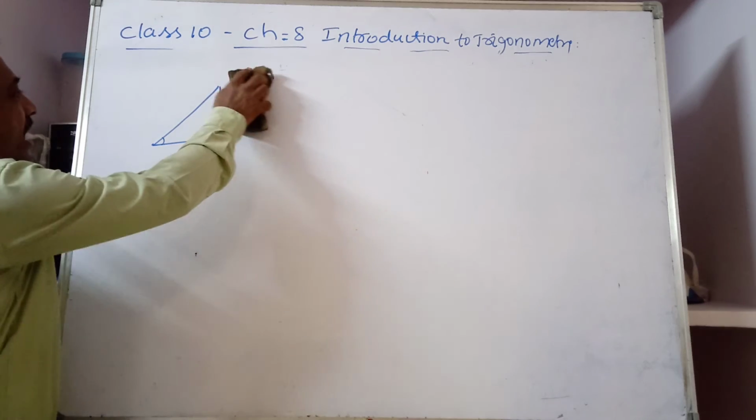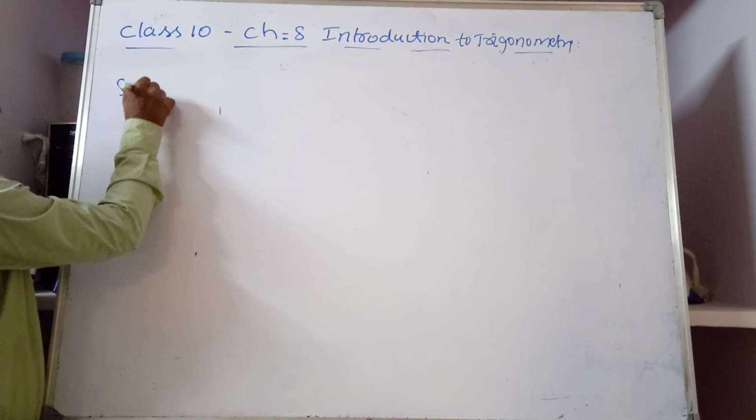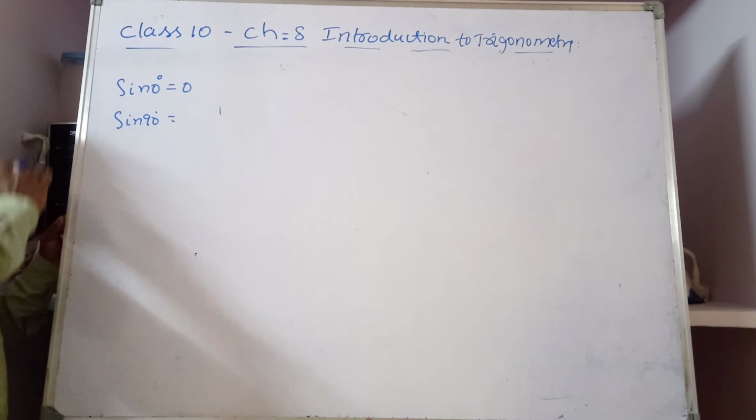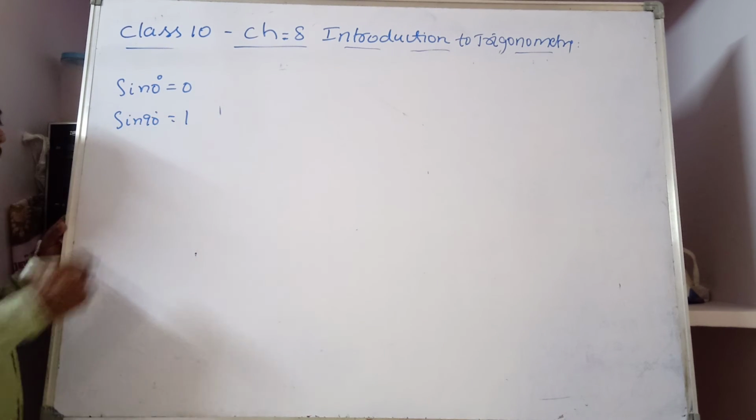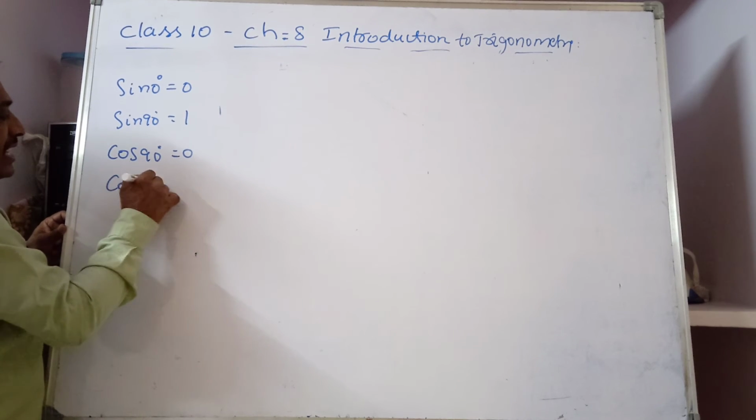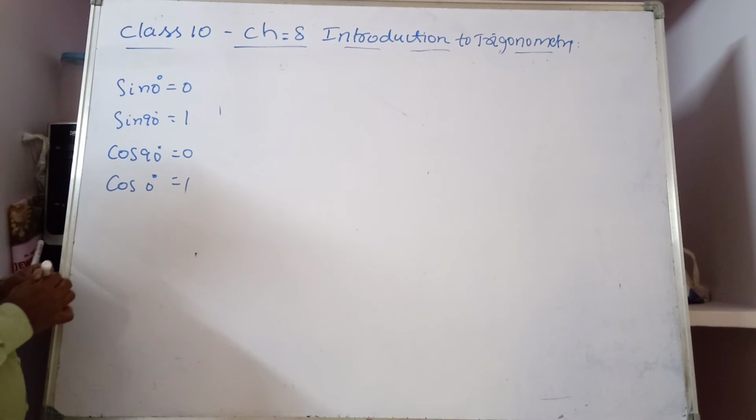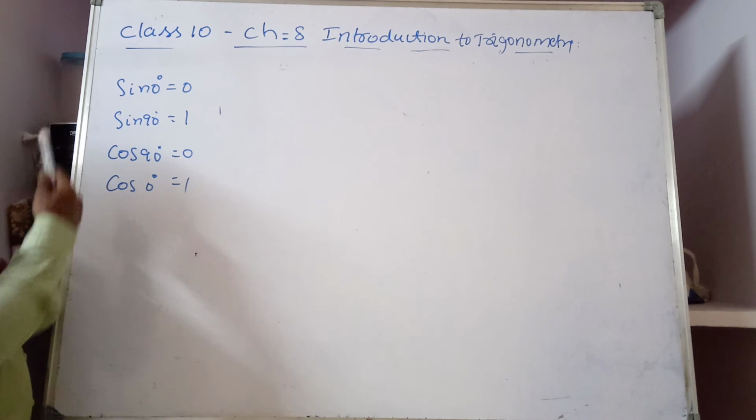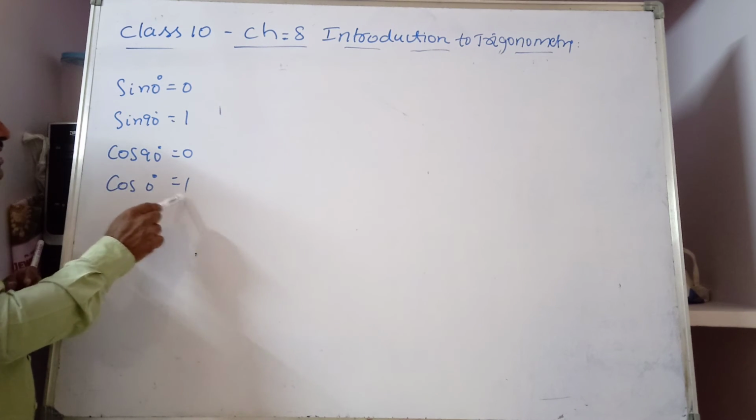So sine 0 degrees is 0, and sine 90 degrees, as the hypotenuse keeps increasing, 90 degrees means it has to rise. So sine 90 degrees is 1, cos 90 degrees is 0, and cos 0 degrees is 1. Similarly, using sin 90 by cos 90, we find tan 90 which is not defined, and cot is the reciprocal of that. Sin 0 degrees is 0 and cos 0 degrees is 1.